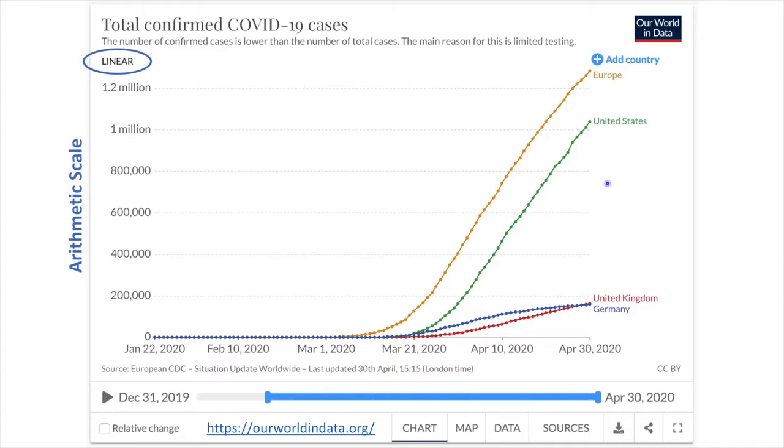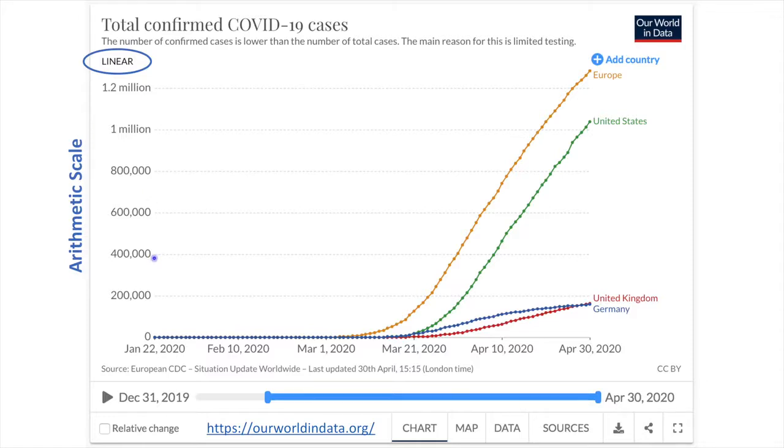And I will just briefly point out that this is an excellent source of data, the website ourworldindata.org, where you can modify these plots, change the scales, pick what countries you want to look at, etc. So here I have chosen to plot the total number of confirmed cases for the US, Europe, UK, and Germany. And in this case, I've chosen them on a linear scale on the y-axis.